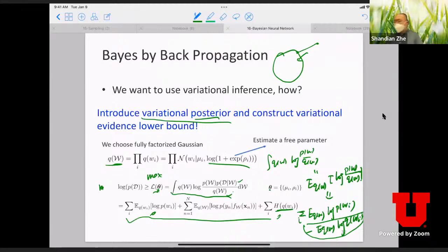And the expectation of this is analytically tractable as well. You can do it by yourself. It's log Gaussian. If you use a standard Gaussian, it's just a half Wi squared. You take the expectation of Wi squared under Q of Wi. It's pretty straightforward.